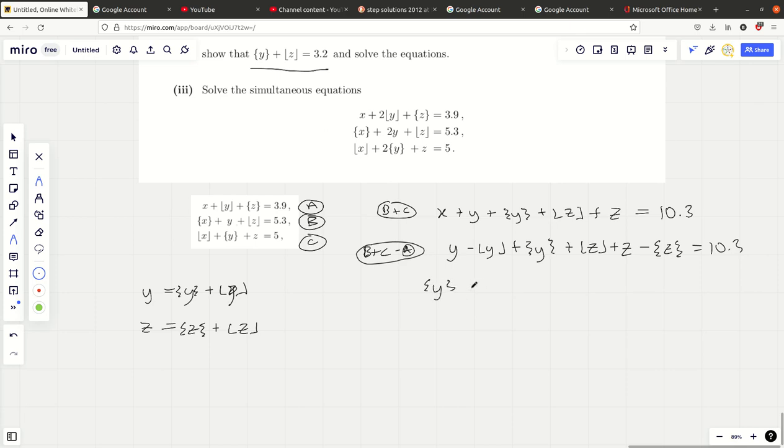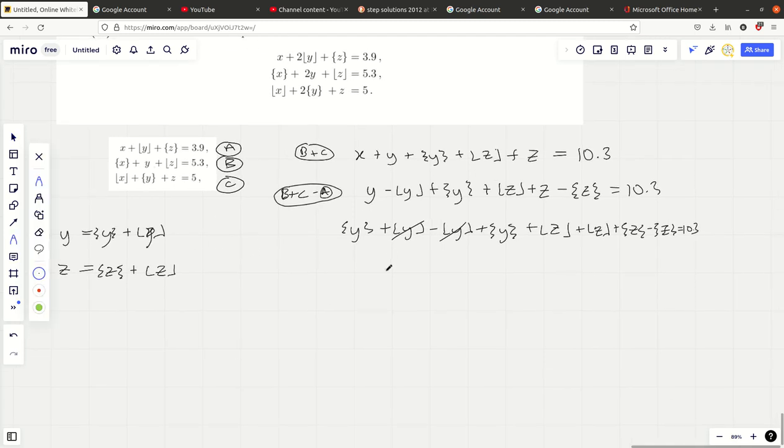We've got fractional part of y plus integer part of y, but minus integer part of y. Oh great, they cancel. And this I did a bit quicker, but I just wanted to show you what's really going on. And then similarly over here, you get integer part of z plus integer part of z plus fractional part of z minus fractional part of z equals 10.3. Almost going off my monitor screen here. Okay, so as you can see, lots of stuff cancels now, and we're left with 2 times fractional part of y plus 2 times integer part of z equals 10.3.